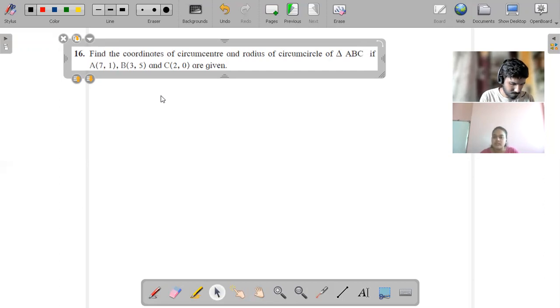So we'll start with this sum, the 16th one. Find the coordinates of circumcenter and radius of the circumcircle of triangle ABC if the coordinates are given. So coordinates of A are 7, 1, B is 3, 5, and C is 2, 0.